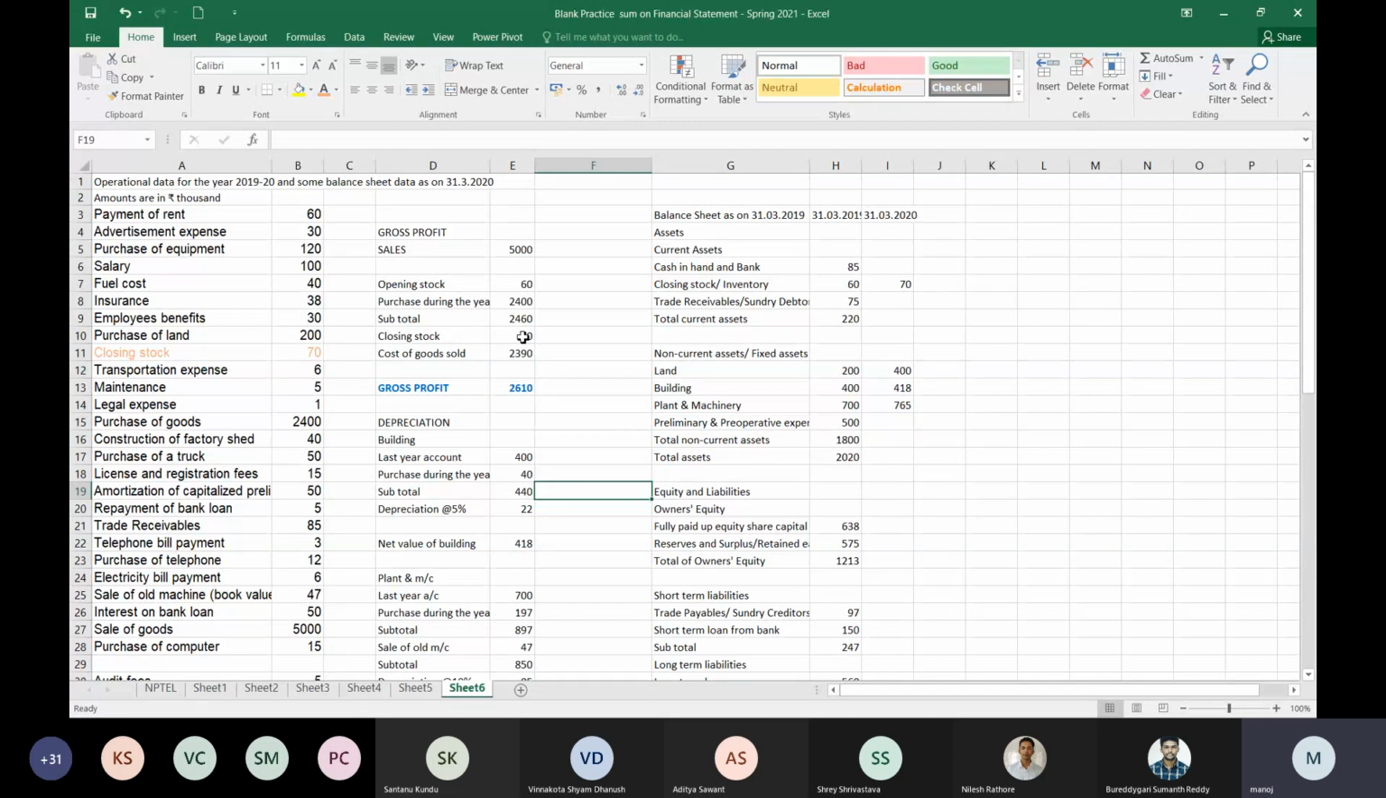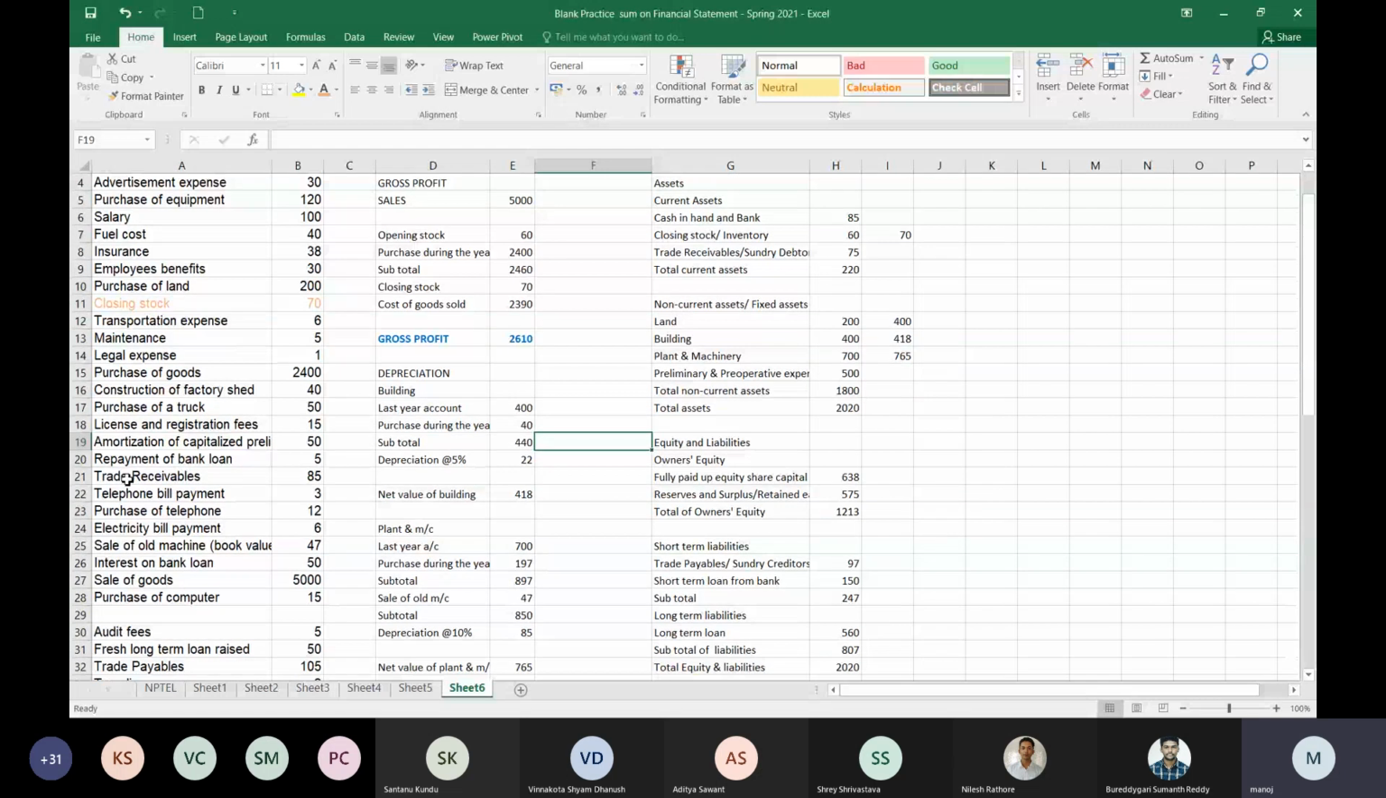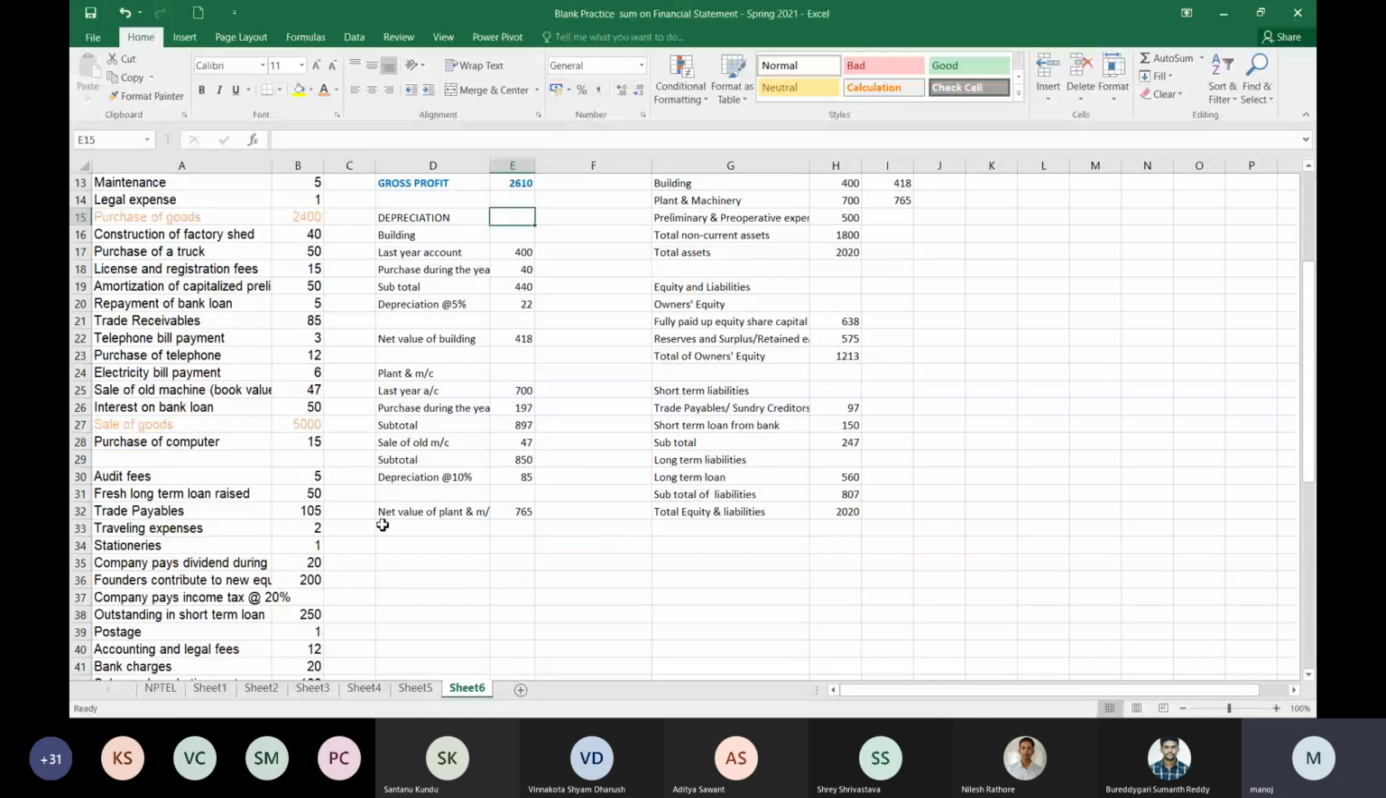If there is something not opening stock, we are done with purchase, we are done with sales. So we can also color it this way. We are done with purchase of goods. This will never come to disturb us. So just eliminate it so that you don't have to sift through so much of data. Okay, so net value goes to the balance sheet.